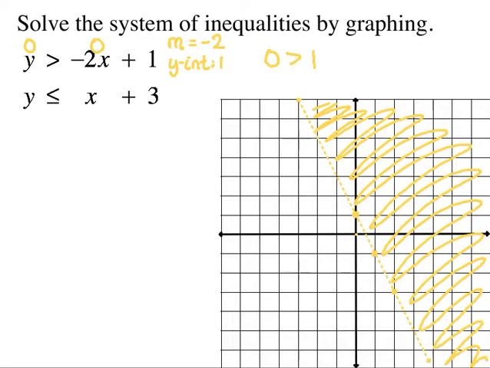So now I need to graph my second line here as well. What's the slope of my second line? 1. What's the y-intercept? 3. So I'm going to put a dot at 3. And then I'm going to graph a slope of 1, which means what? Up 1 over 1. So now hopefully you've shifted colors. Am I going to use a solid line or a dashed line? Solid. Good.